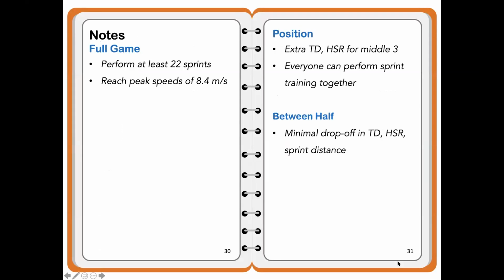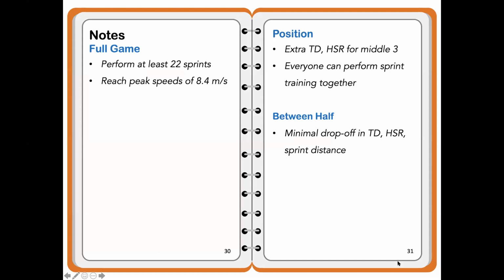So what do we know so far? Well, players cover on average 7,800 meters, which is broken down into different speed zones. The distance covered reduces as the speed increases. The total sprint distance was 415 meters, which is broken down into an average of 22 sprints. So for our notes, for our training sessions, we need to have players perform at least 22 sprints in training, reach peak speeds of 8.4 meters per second, and perform extra total distance and high speed running for the middle three positions. But everyone can perform sprint training together. Between halves, there was a minimal drop off in total distance, high speed running, and sprint distance in the second half.